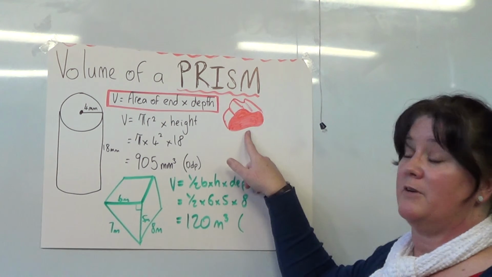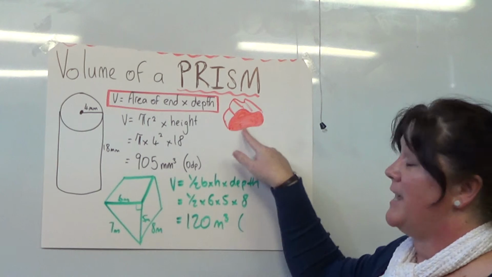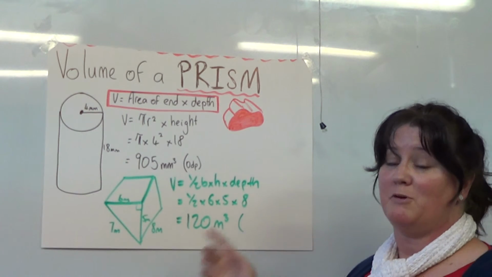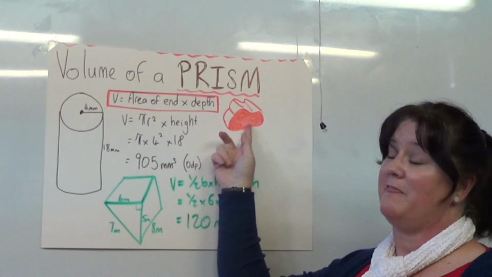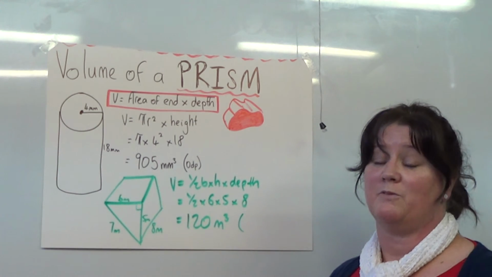And this little cloud here is in 3D. The shaded part is the area of the end. If we want to find the volume, we multiply that area by the depth of the cloud.